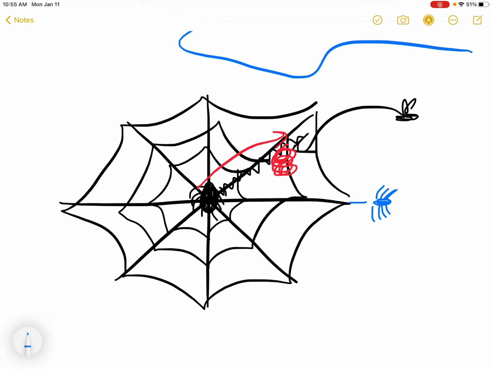The problem is if you walk out onto this web and wiggle it, she's going to think you're lunch and she's going to run over here and eat you. So the male spider has to have a system or a way to alert the female or let her know that he's coming to mate and he doesn't want to be eaten.